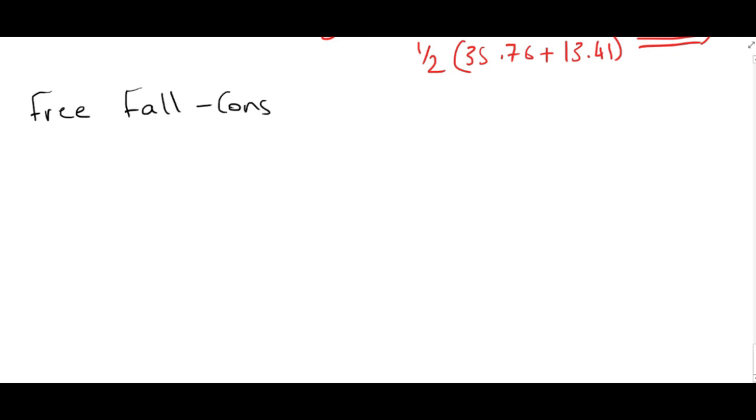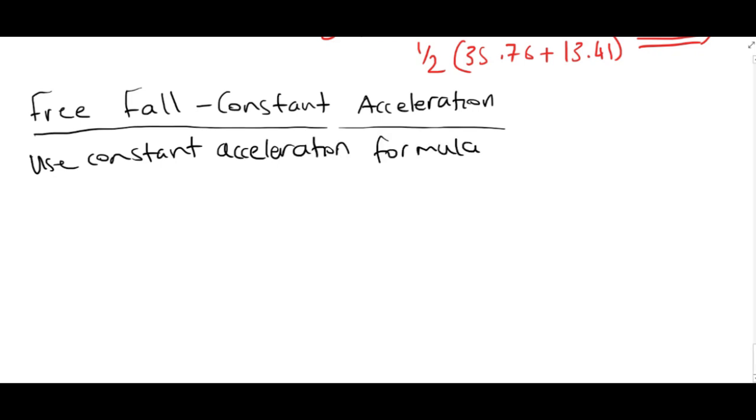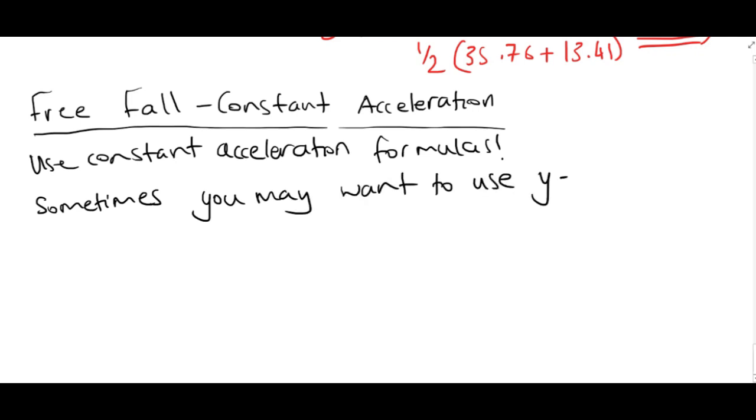Now the last thing we're going to take a look at is free fall, which is also considered to be constant acceleration. Now when dealing with problems involving free fall, which is when an object is released and there are no other forces acting on it except for gravity, we can use the constant acceleration formulas that we have already seen. And there are some times where you may want to use the y-axis. So therefore, we can say that the acceleration will act downward.